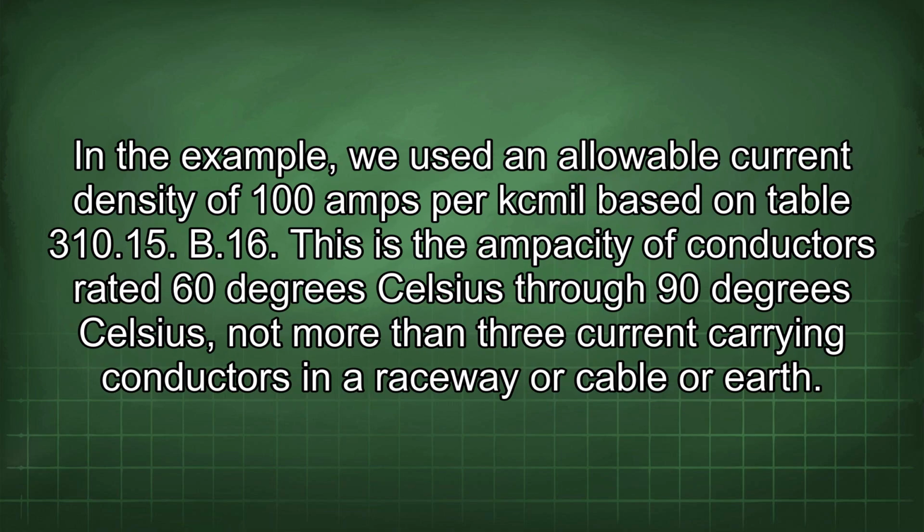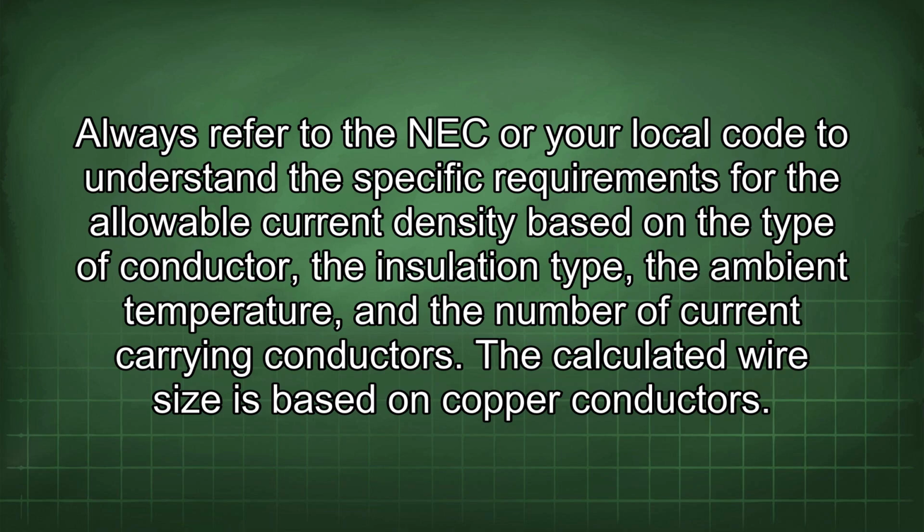In the example, we used an allowable current density of 100 amps per kcmil based on Table 310.15.B16. This is the ampacity of conductors rated 60 degrees Celsius through 90 degrees Celsius, not more than 3 current-carrying conductors in a raceway or cable or earth. Always refer to the NEC or your local code to understand the specific requirements for the allowable current density based on the type of conductor, the insulation type, the ambient temperature, and the number of current-carrying conductors.